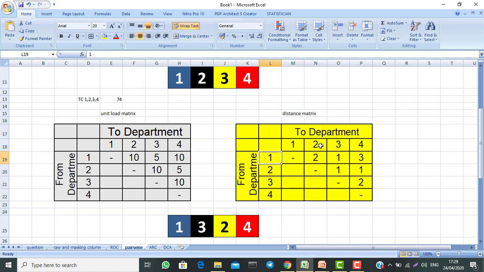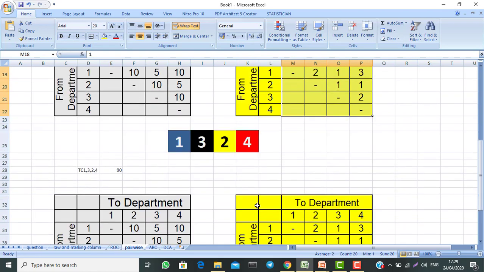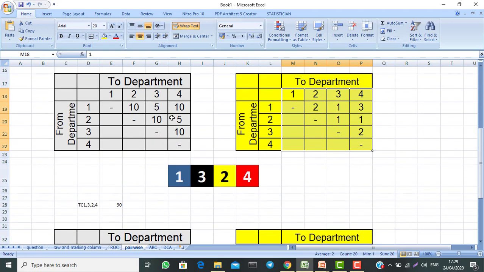So from number 1 to number 2, we need 2 steps. From number 1 to number 3, we need only 1 step. For number 1 to number 4, we need 3 steps. And continue until the matrix is filled with numbers. And then multiply the unit load by the distance matrix. And then we got 90.